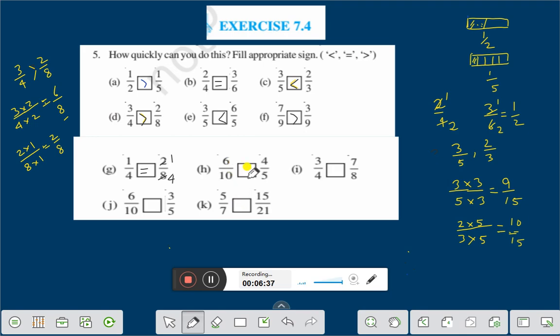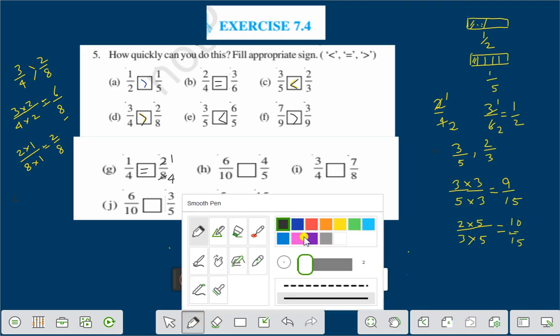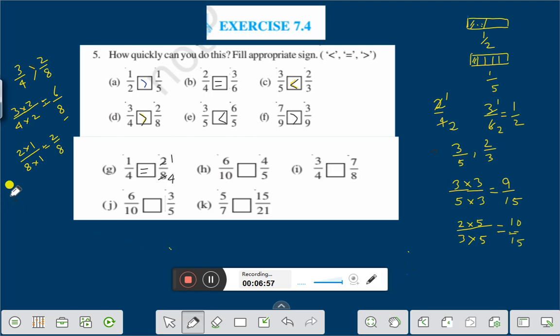In this case, you have to find the LCM and find out which one is greater or less. Right? This is the method of finding this one. That is 6 by 10 and 4 by 5. Let us find out. The LCM of 10 and 5 is 10. Therefore, 6 by 10.